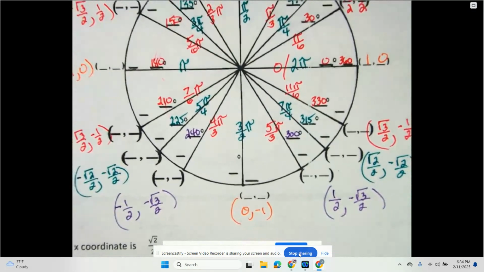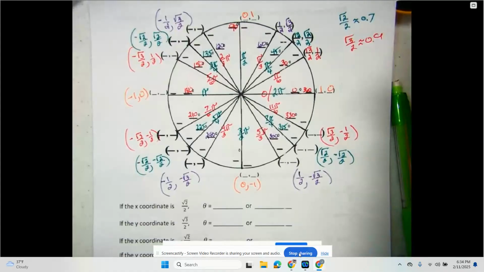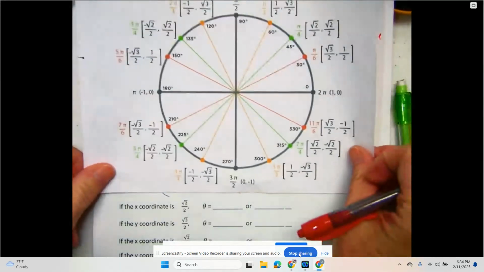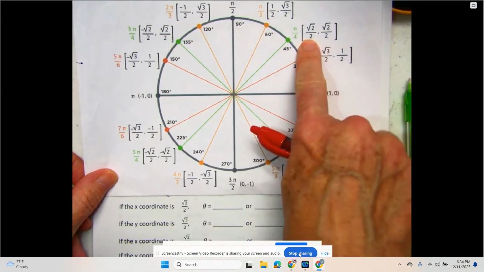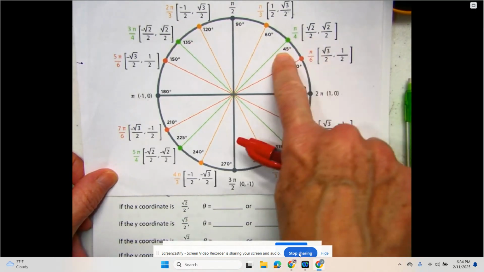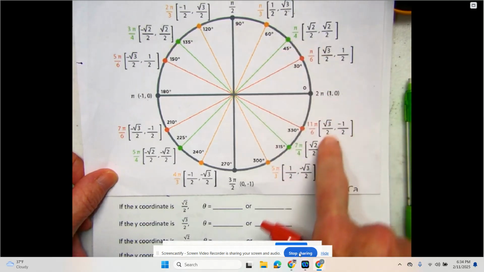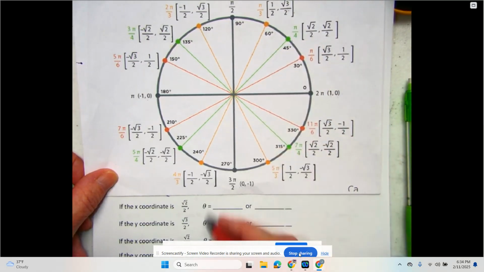Look right here. If the x coordinate is square root of 2 over 2, so you're looking at the x coordinate, square root of 2 over 2, what degree can it be? It can be 45 degrees or 315.